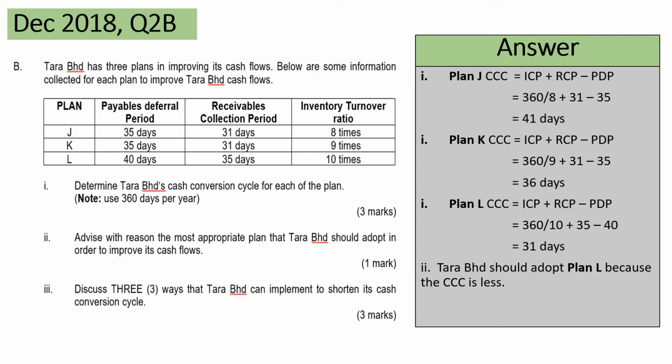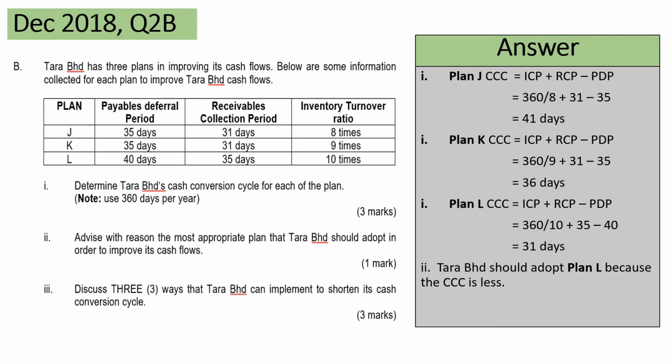Okay, now we calculate the CCC for plan J. As usual, the ICP plus RCP minus PDP. Okay, now the ICP, the inventory conversion period, you are given the ratio of 8 times in the year.